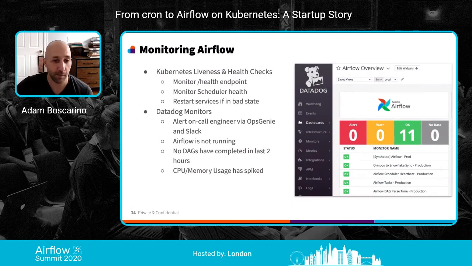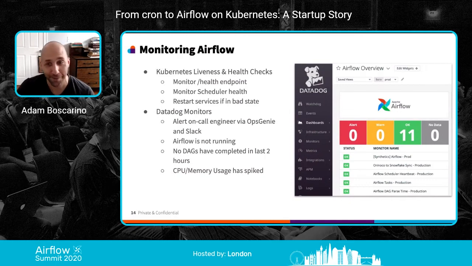So the monitors we have, the health checks are on the health endpoint, which is built into Airflow. It tells us if the web server is having issues. And then we also have a custom script that looks at the scheduler and will check to see if there are queued tasks with no running tasks and no recently completed tasks, in which case there's a problem and the service will restart.